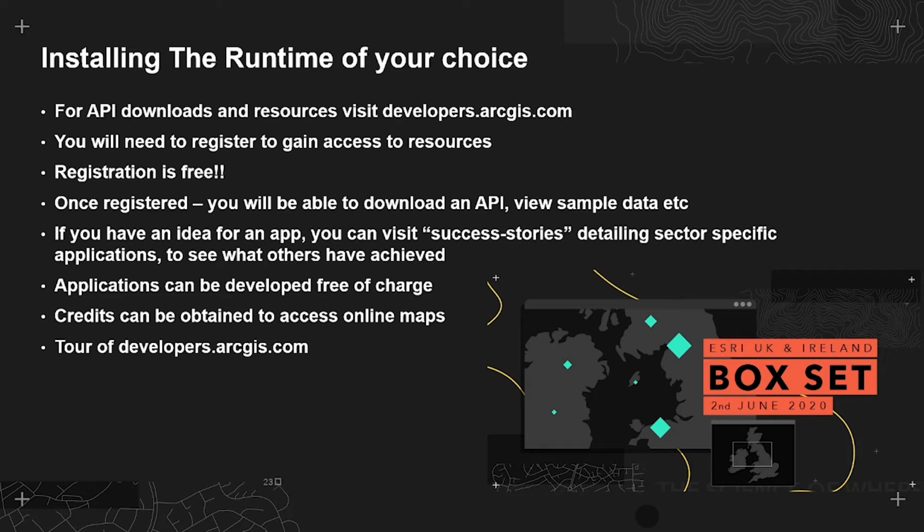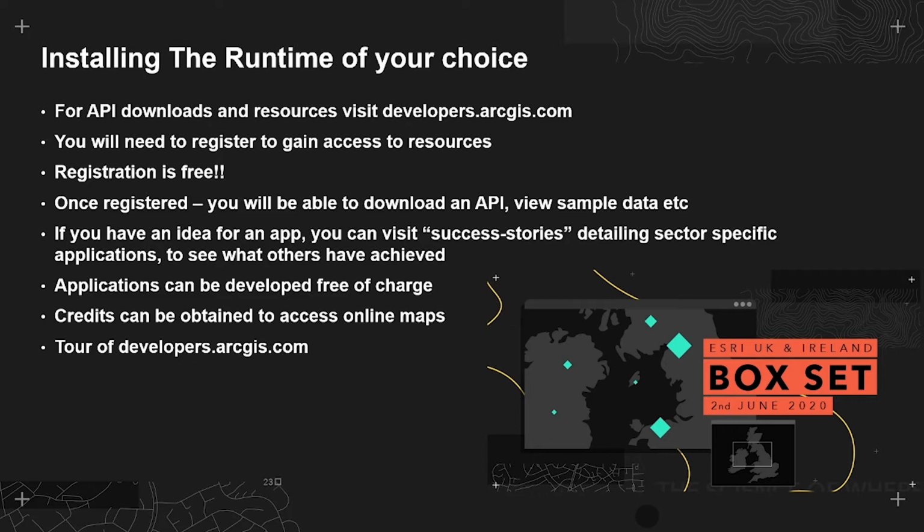access base maps, etc. If you have an idea for an app, you can visit success stories detailing sector-specific applications to see what others have achieved. Applications can be developed free of charge. When you register, you get 50 free credits to access online maps and Esri services such as routing and geocoding.